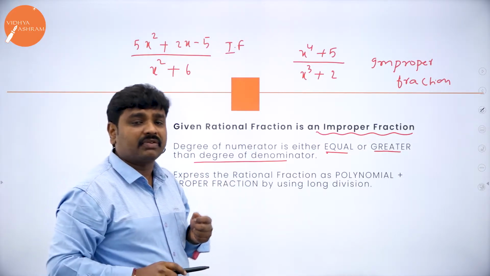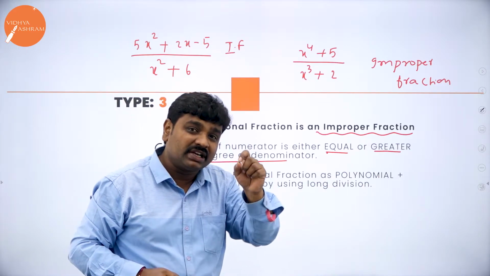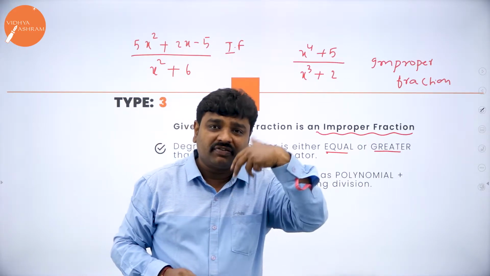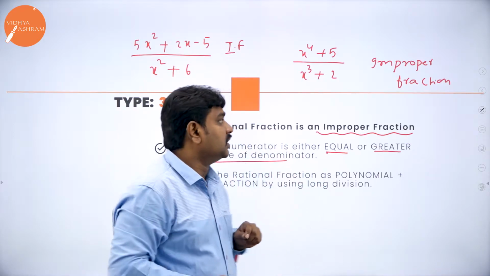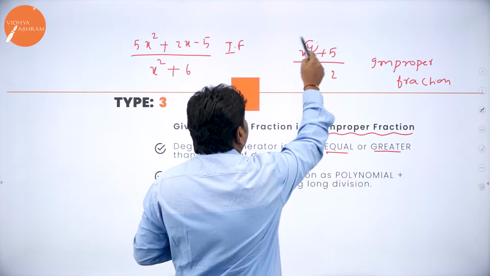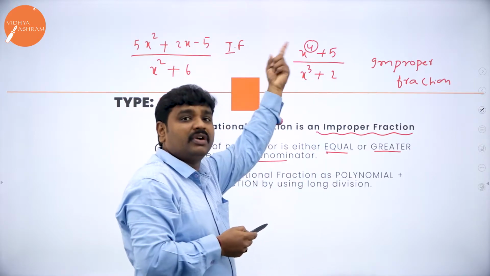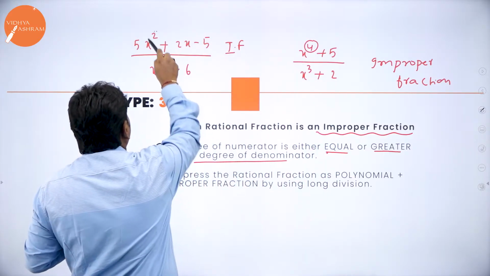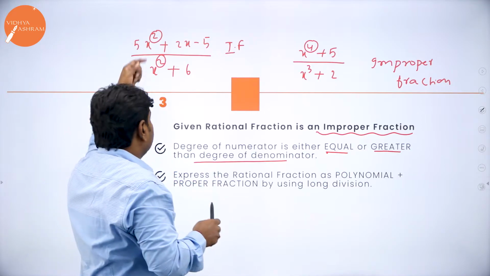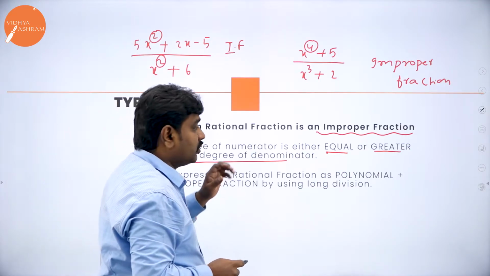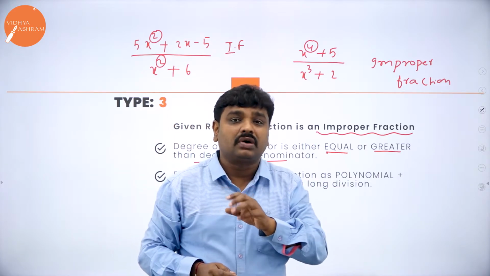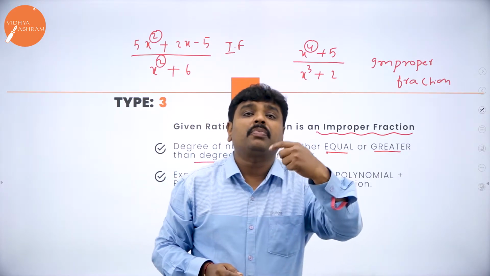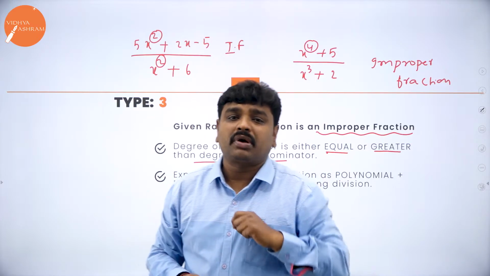What is meant by improper fraction? If degree of numerator is equal to or greater than degree of denominator, then it is improper. So in the first case, 4 is greater than 3, so degree of numerator is more. In second case, both are having same degree, so again this is improper. Till now, in my last session, we discussed proper fraction, how to resolve. Now we are seeing improper fraction, how to resolve.